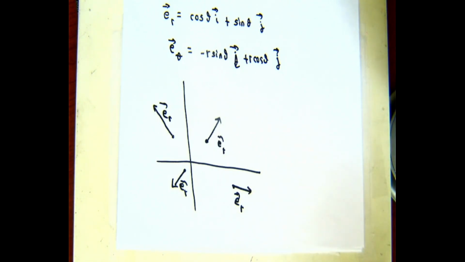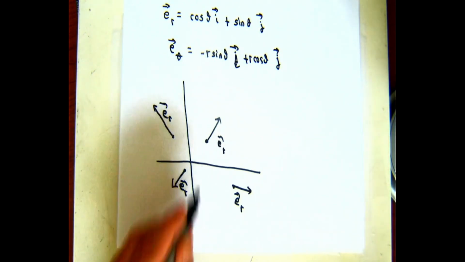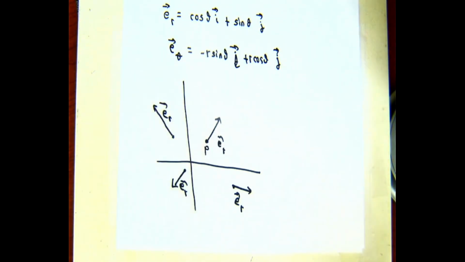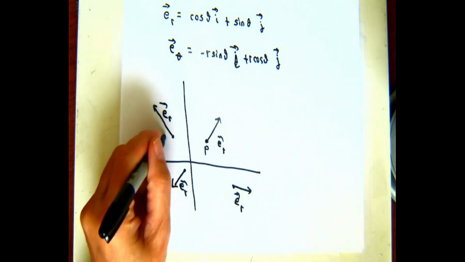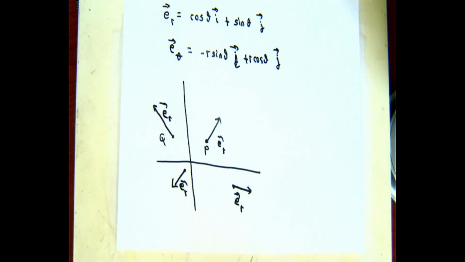In the case of polar coordinate basis vectors, though, life is not so nice. If I'm sitting here at point P, the cosine theta, sine theta vector points directly away from the origin from point P. If I'm sitting at point Q, the first of the two basis vectors points away from the origin, all right, but it points away from the location of Q.